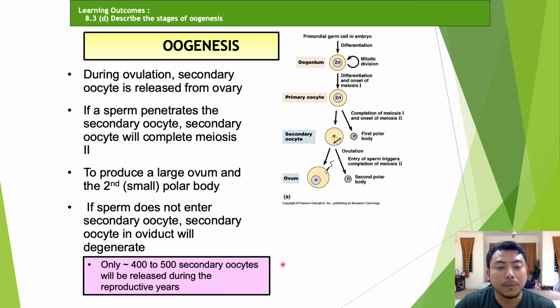So that's why lah perempuan dia akan menopause. So dia akan release one secondary oocyte per month. So yeah, roughly about 400 to 500 months. Okay, so sebab itulah sehingga satu ketika umur sahaja.